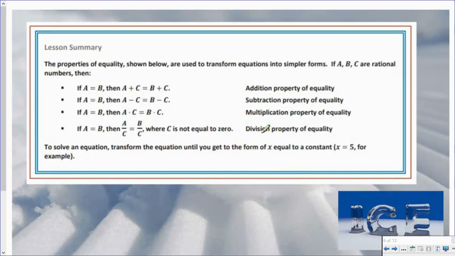Okay, and then here's the list of the properties. And the whole key for the properties is: what you do to one side, you need to do to the other side to keep the equation balanced.